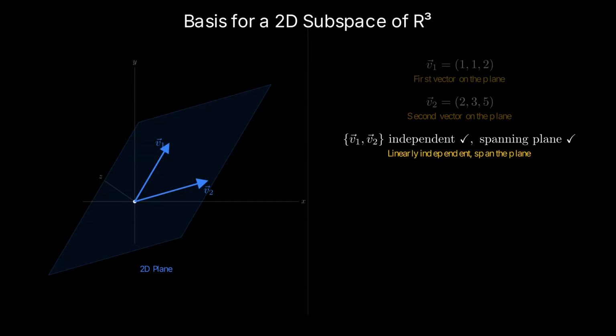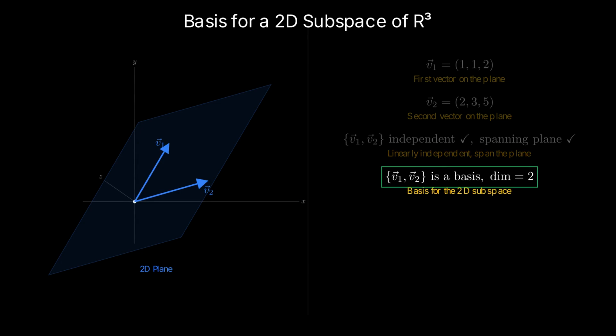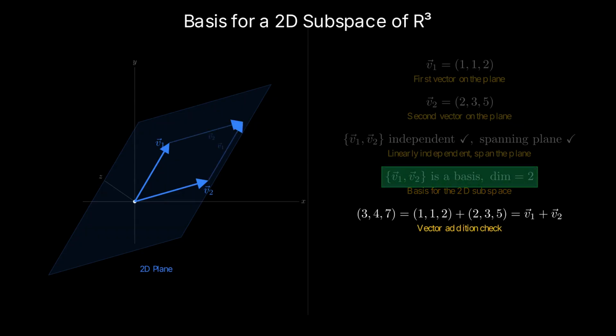Within that plane, these two vectors are linearly independent and they span the entire plane, so they form a basis for that subspace. The dimension of the subspace is 2. Now let's add a third vector, 3, 4, 7.